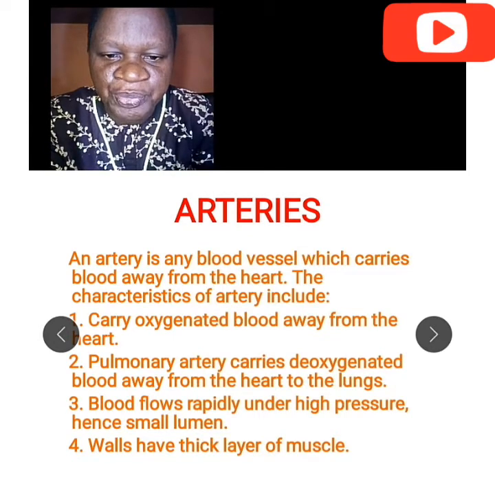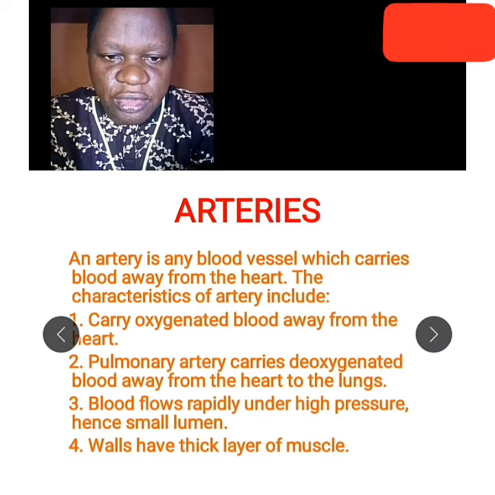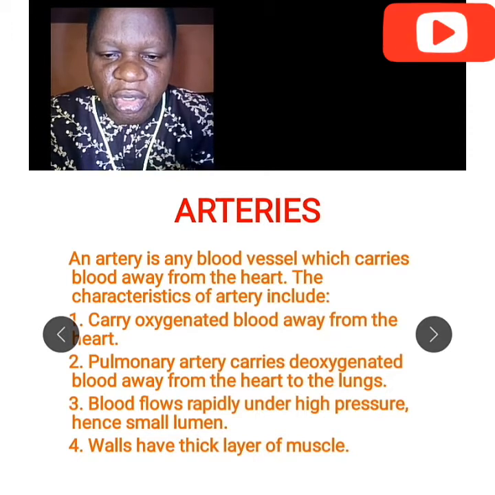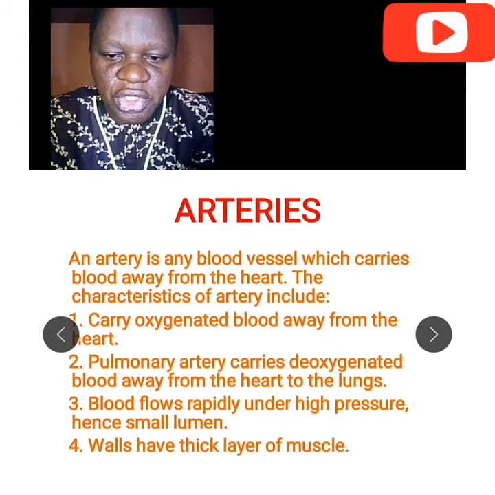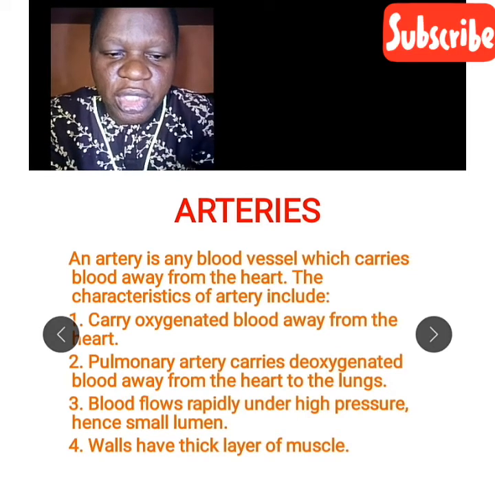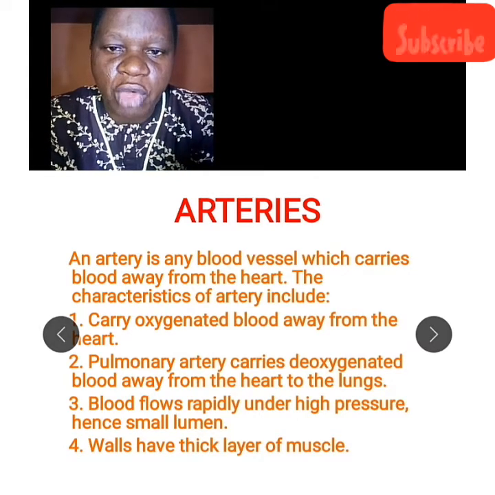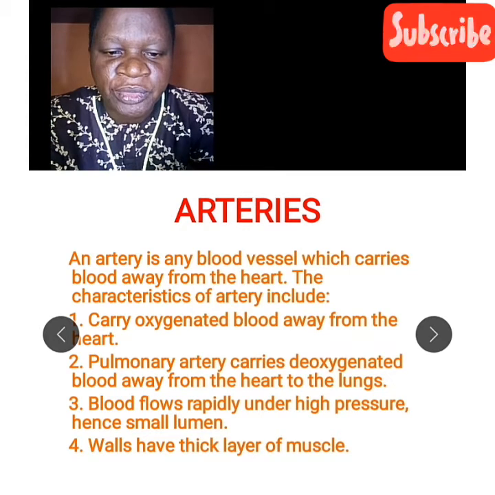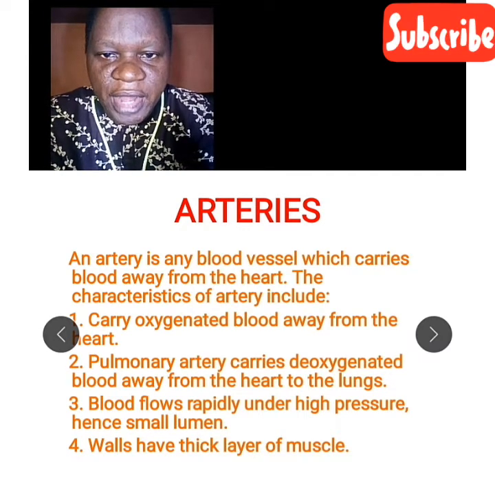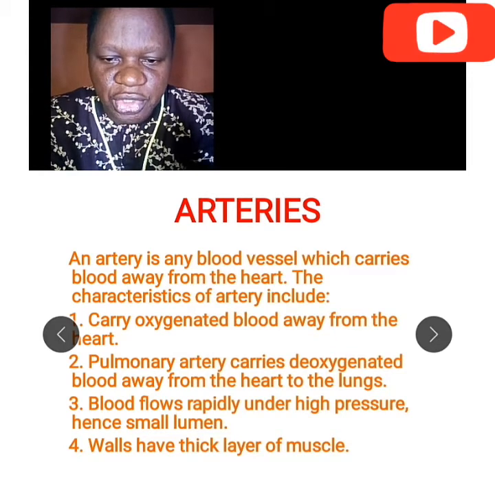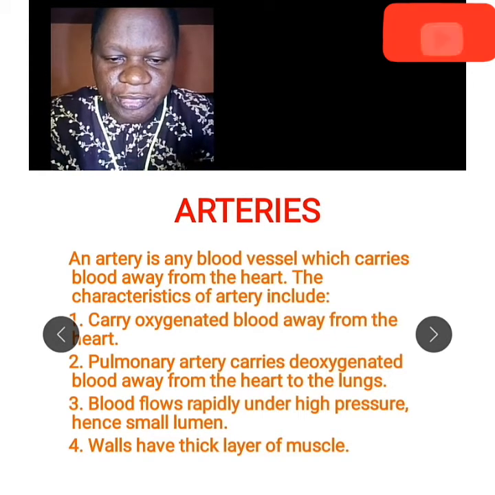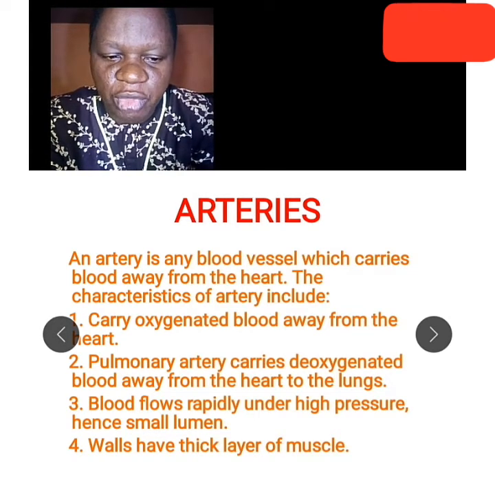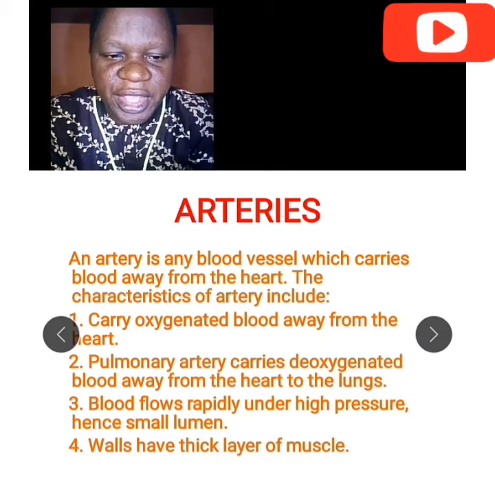I'm now talking about the characteristics and functions of artery. Okay, so the pulmonary artery will take the blood from the heart to the lung for oxygenation. Then blood flows rapidly under high pressure, hence small lumen. You have small lumen in this case. That's in the case of artery, and the reason is because the blood in an artery is at very high pressure. Okay, apart from that, walls have a thick layer of muscle. The reason why they have a thick layer of muscle is because the blood is at high pressure.